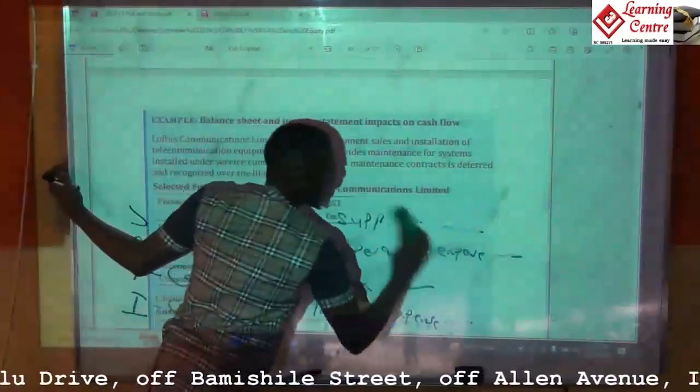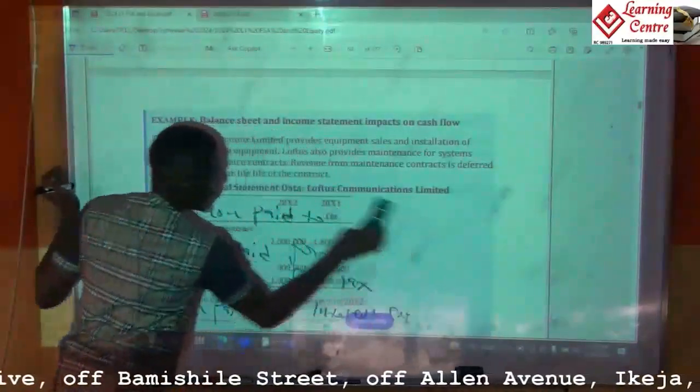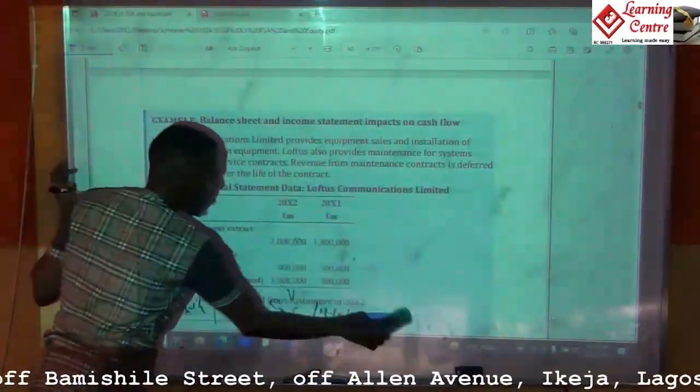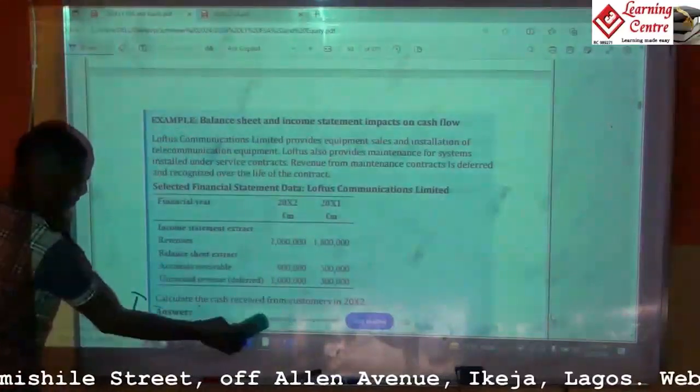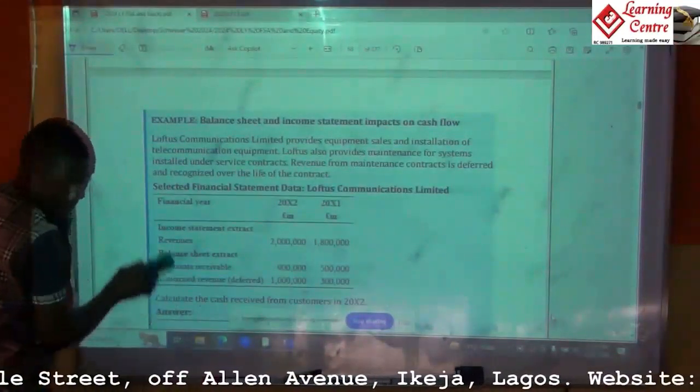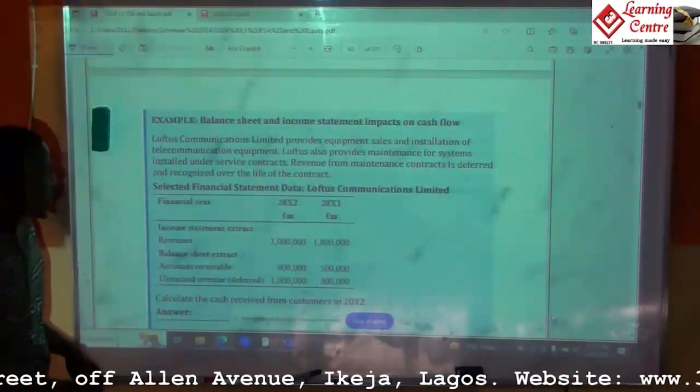So this is automatically a direct method. You can see, this is a direct method. So let's do this together.